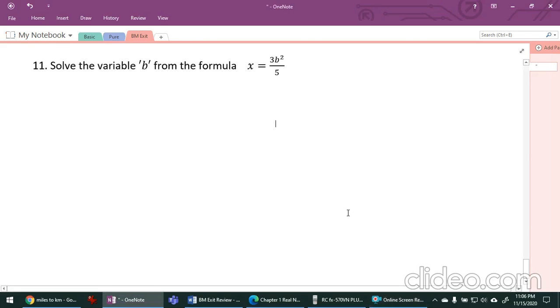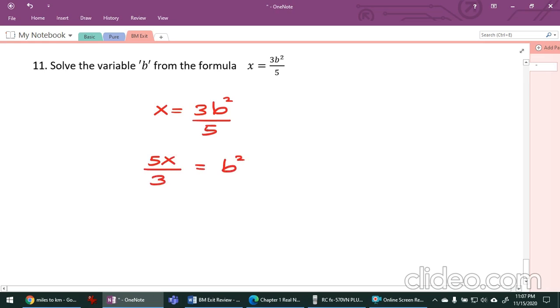Question number 11 is solve the variable b from the formula x equal to 3b square by 5. Solve for b means only b should be on one side, all the others should go to the other side. So what is the formula? X equal to 3b square by 5. Okay, I want to bring this 5 to the left, so 5 will go up like cross multiply. So 5 will go up means it is 5 into x, 5x. Then 3 should come down. That means by 3 equal to you have b square.